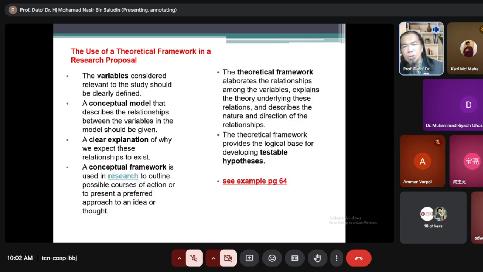Now I am a one-man show. The theoretical framework elaborates the relationship among the variables and explains the theory underlying this relation. That means the function of the theory: to explain the theory underlying this relation, support the relationship, and describe the nature and direction of the relationship. The theoretical framework provides a logical base for developing the hypotheses.